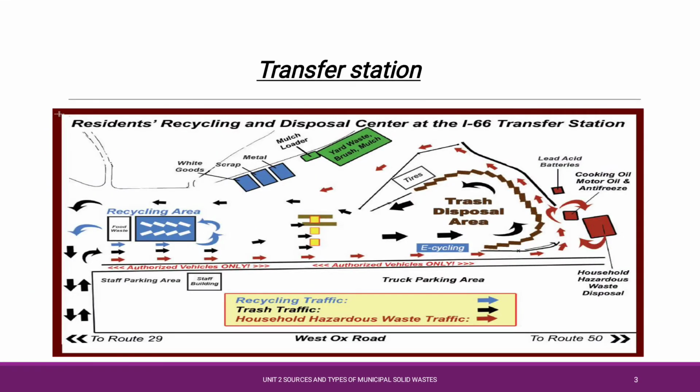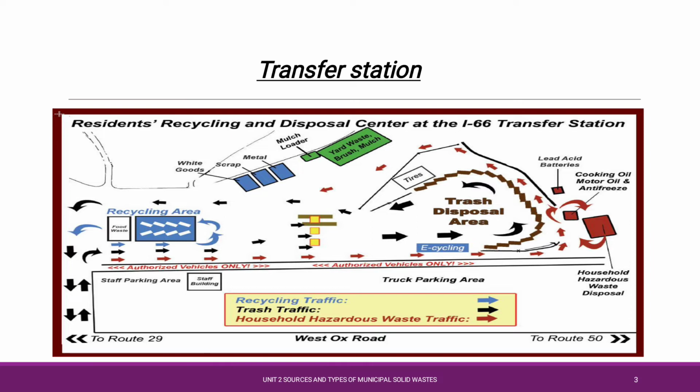See, this is one of the diagrams of the transfer station. Here, first the waste is collected this way, and dumped at the place of recycle. From this, we can see the recyclable materials removed, as well as scrap material and metals, and finally the waste to be disposed of, that is the food waste and the remaining waste, is carried to the trash disposal area.